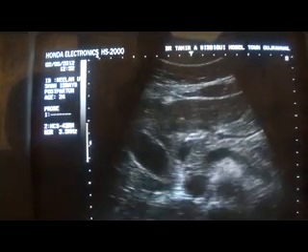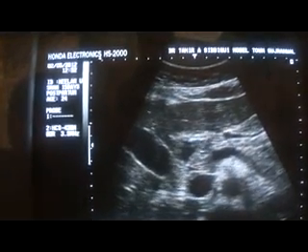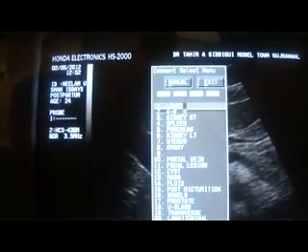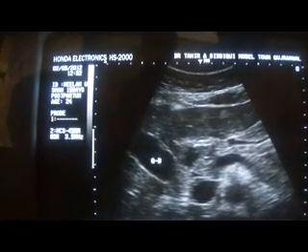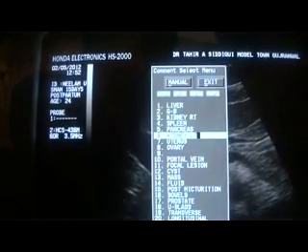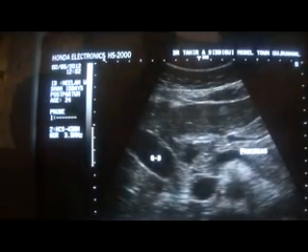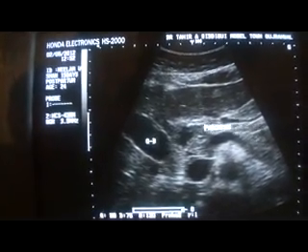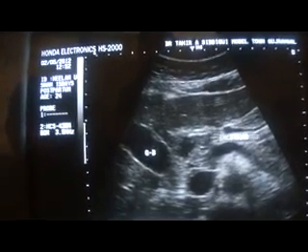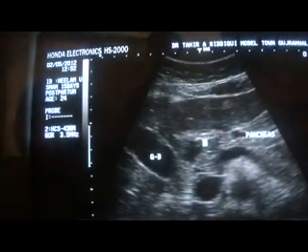Now, as she is 15 days postpartum, and all the complications developed after that, let's see the pelvic region. Now, here is the uterus. This is a postpartum uterus, 15 days postpartum. This is the longitudinal section of the uterus. The endometrial canal is normal, clear. No evidence of retained products.